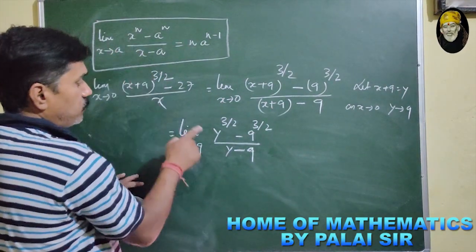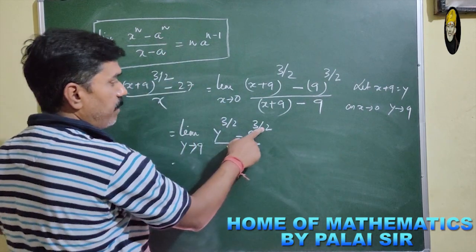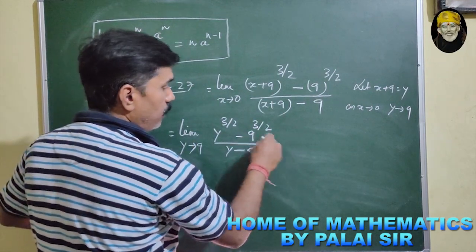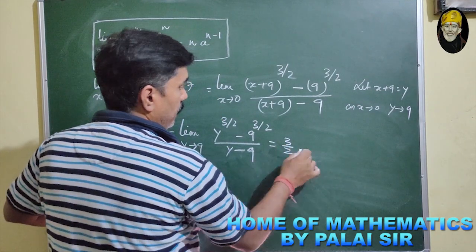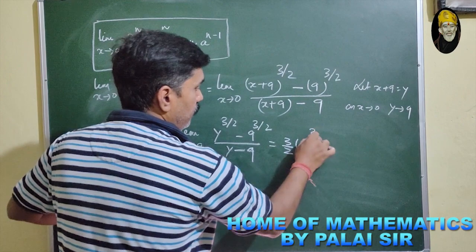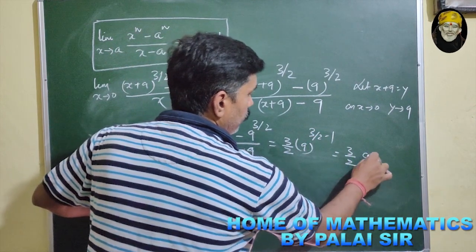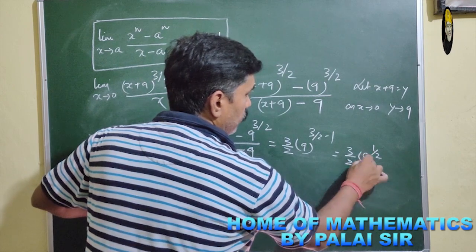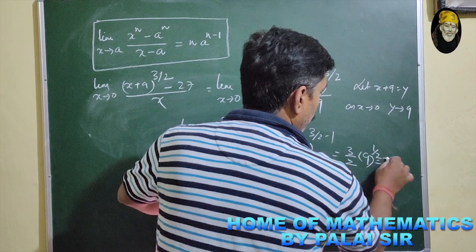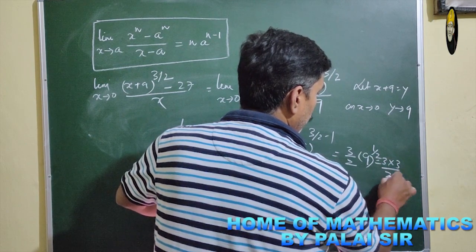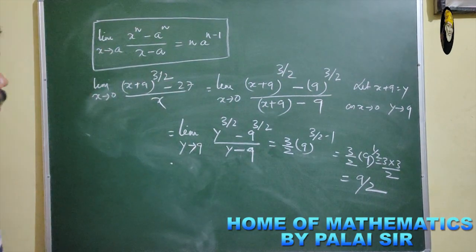So in place of x, y is here. In place of a, 9 is there. In place of n, 3 by 2 is there. So use the formula. So what is the formula? n, that is 3 by 2, into 9 to the power 3 by 2 minus 1. So it will be 3 by 2, 9 to the power 1 by 2. And you know 9 to the power 1 by 2 is 3. So it will be 3 into 3 by 2, or you can write its value as 9 by 2. Clear now?